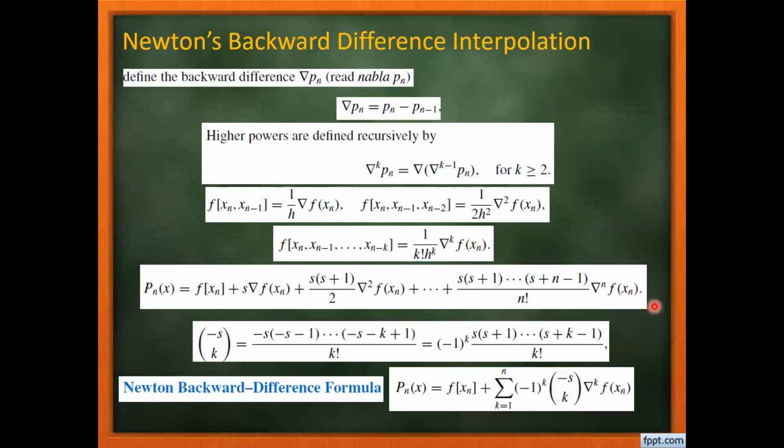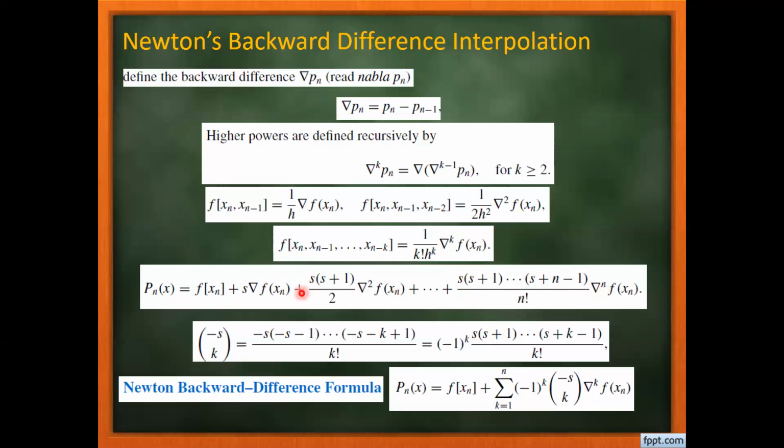So do remember this form, and I can find a pattern here. S raised to power 1 goes with the first backward difference. S into s plus 1 goes with the second backward difference. And s into s plus 1 up to s plus n minus 1 goes with the nth backward difference divided by n factorial.